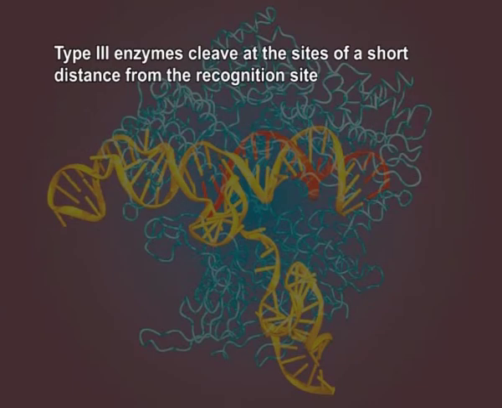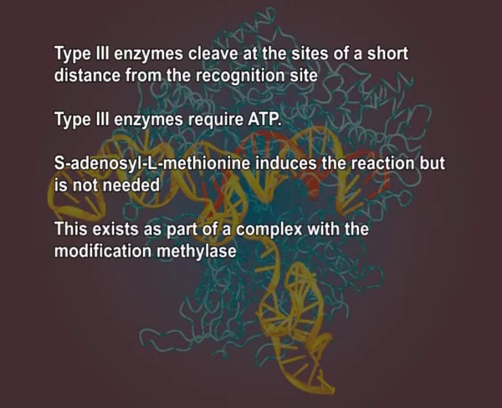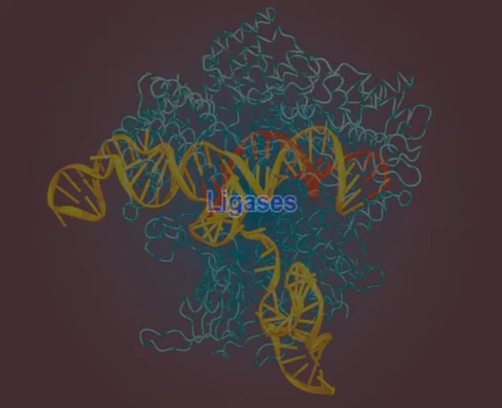Type 3 enzymes cleave at sites a short distance from the recognition site. Type 3 enzymes require ATP. S-adenosyl L-methionine induces the reaction but is not needed. This exists as part of a complex with the modification methylase. Type 4 enzymes target the modified DNA molecule. Examples are hydroxymethylated, methylated and glucosyl hydroxymethylated DNA.